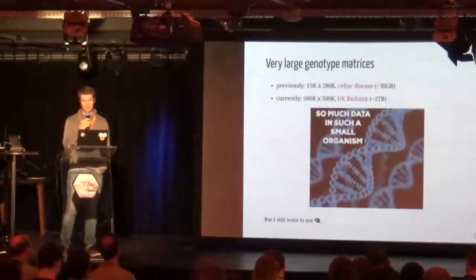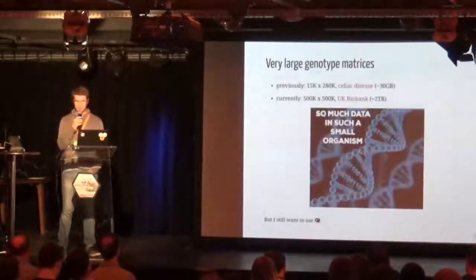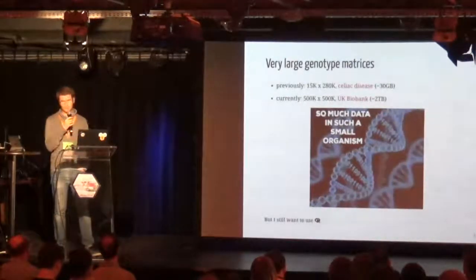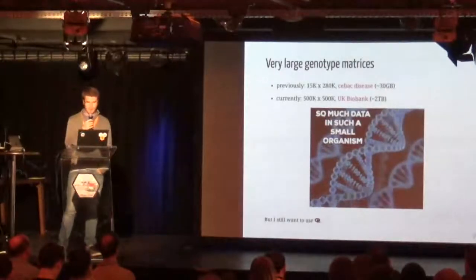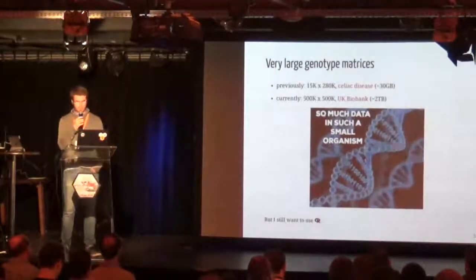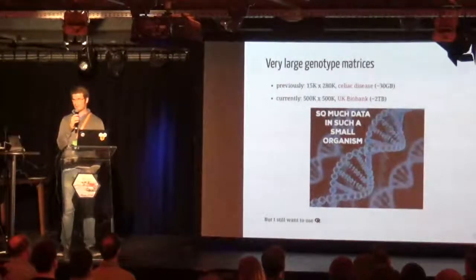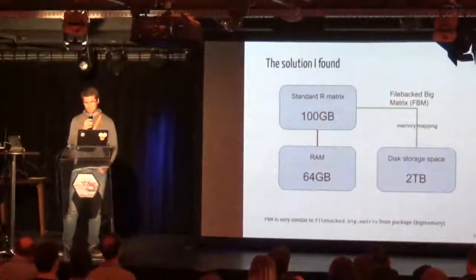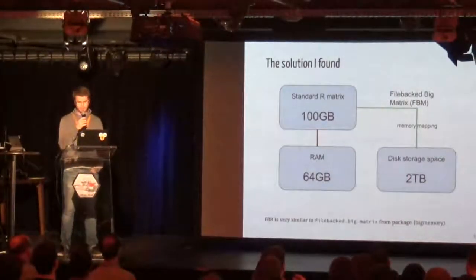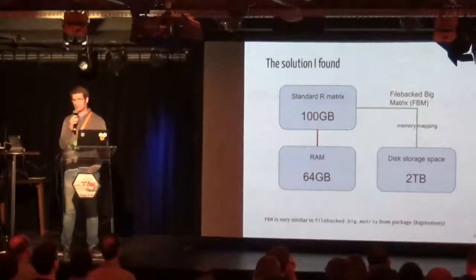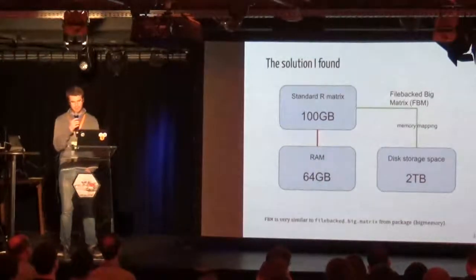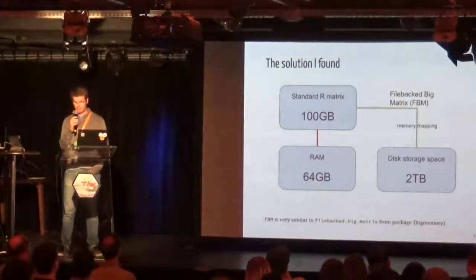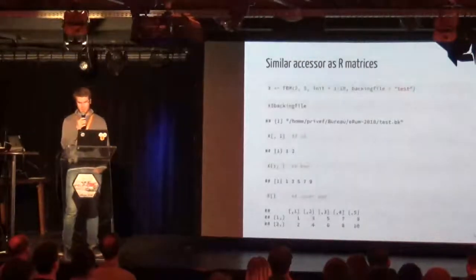For example, I studied one dataset that would take 30 gigabytes of RAM if stored as a standard R matrix. And now I'm studying another one, which takes 2 terabytes of RAM if stored as a standard R matrix. But I still want to use R, and the solution I found is to have the data as a binary file on your disk, but to access it almost as if it were in memory, thanks to memory mapping. And this kind of data is called FBM.